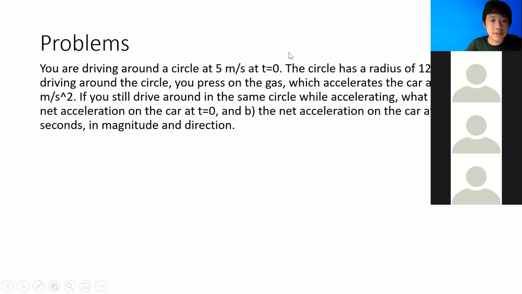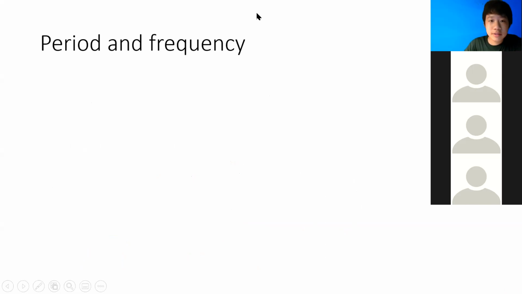I'm going to skip this one for now because we're running low on time. So now we have period and frequency. What are period and frequency? These are common words you would use to describe an object going in circles.